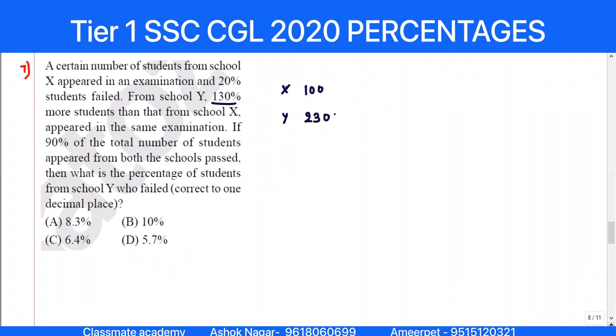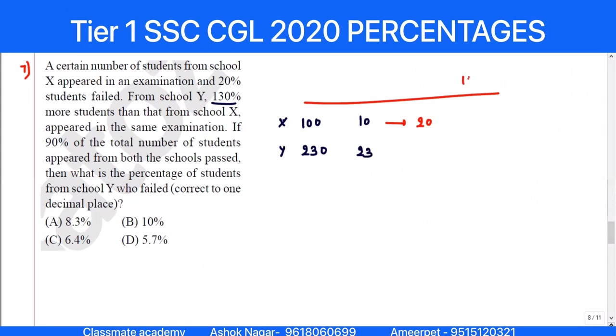230 are appearing, right? In what ratio are we adding them? 10 is to 23. How many of them failed in X? How many percent? 20% failed. If 90% of the total number of students who appeared in the examination passed, therefore, how much failed in total? Total 10% failed. How much failed in this?